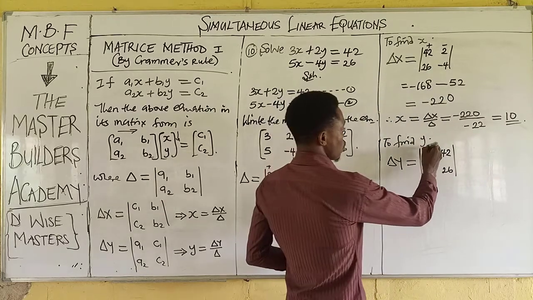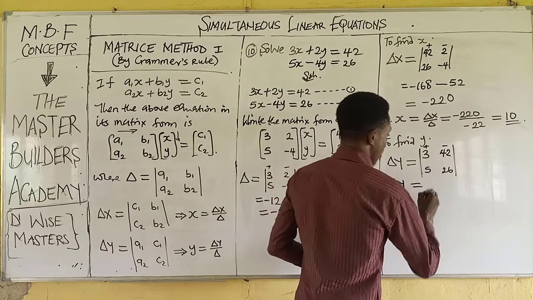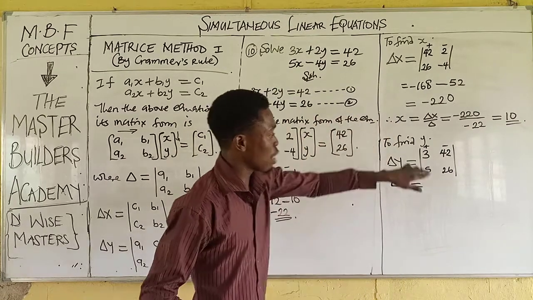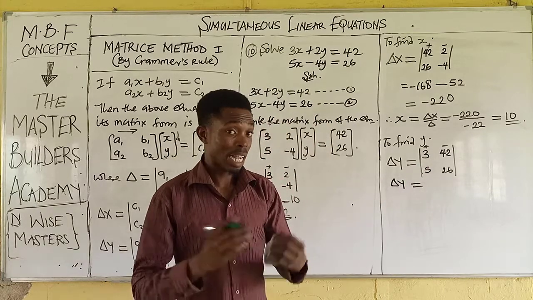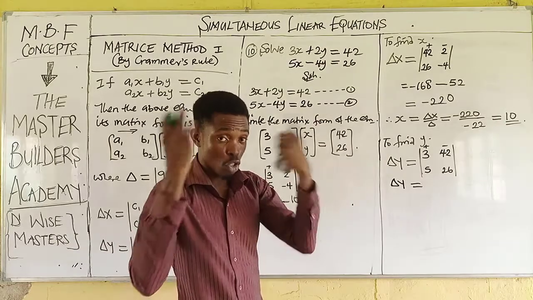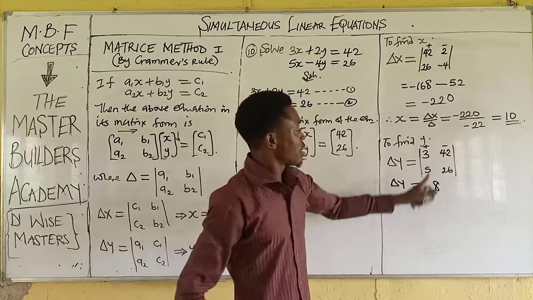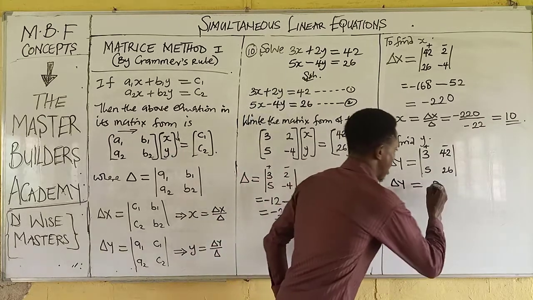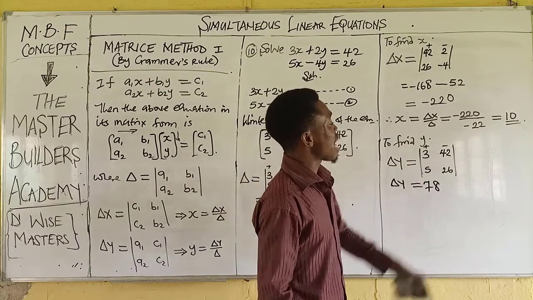It's simple as this. So you introduce your plus or minus. Determinant of y is equal to. Now the first is what? Diagonal multiplication. 3 times 26. Like I do always tell you, you need to be with your calculator. But if you are not with your calculator, you can always use your brain. So 3 times 6 is 18, carry 1. And 3 times 2 is 6 plus the 1 you carry, you have 78. Simple as this.